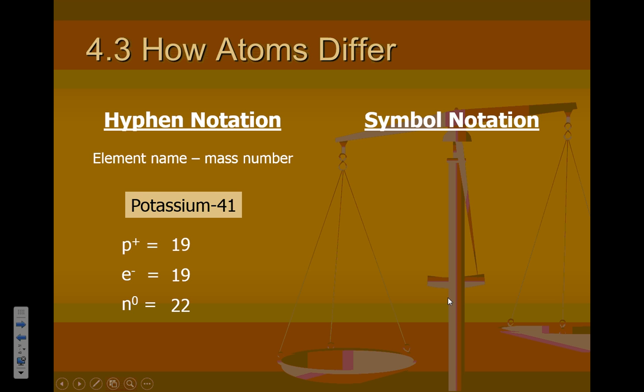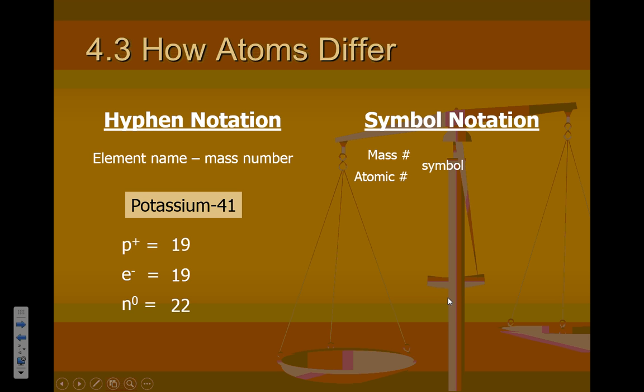Now, what's another way of showing that exact same information? Well, we use what's called symbol notation. Symbol notation is much more descriptive, so this tends to be what we use when we're drawing or writing it in a book or I'm drawing it on the board. In the middle, I'm going to put the symbol, hence the name symbol notation. In the upper left-hand corner, I'm going to put the mass number, and in the lower left-hand corner, we're going to put the atomic number. So what would potassium-41 look like in symbol notation?